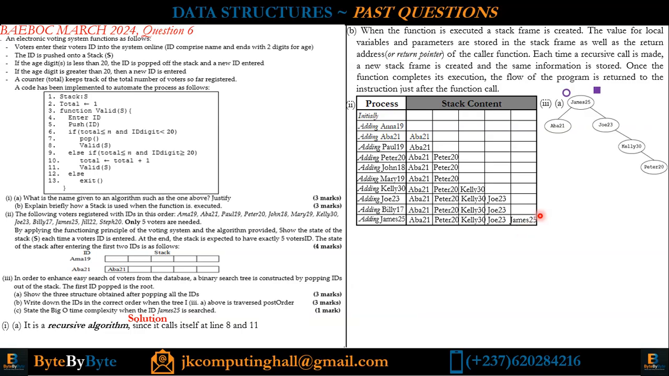That is what we have. So James is our root. From there, the next item is Joe. When you compare J and J, they are the same. We move to the second letters. O is above A, so Joe comes at the right of James.